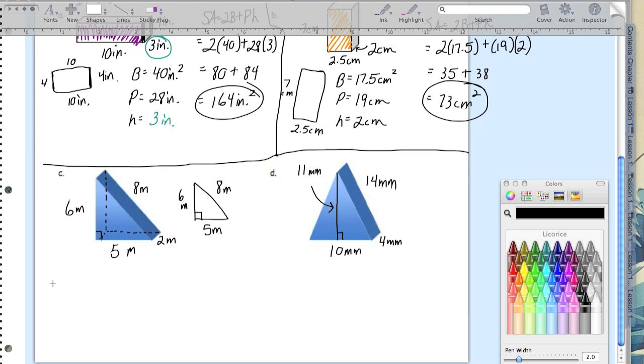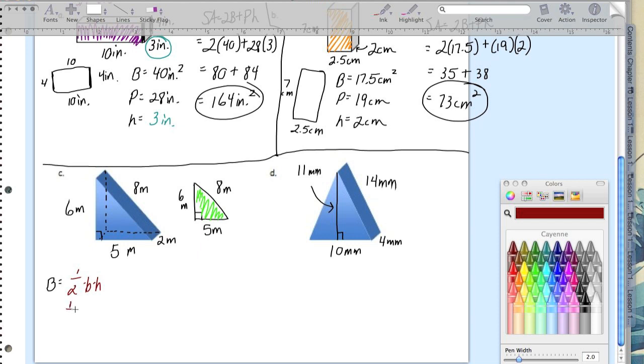So I'm going to go ahead and start to do what I was doing before. I need to identify my capital B, capital P, and H. Now, the area of this base, this is my base here. Now I need to find the area of it. The way that you find the area of a triangle is using another formula. It's 1/2 base times height. We should be familiar with that by now. The area of a triangle is found by doing 1/2 the base times the height.